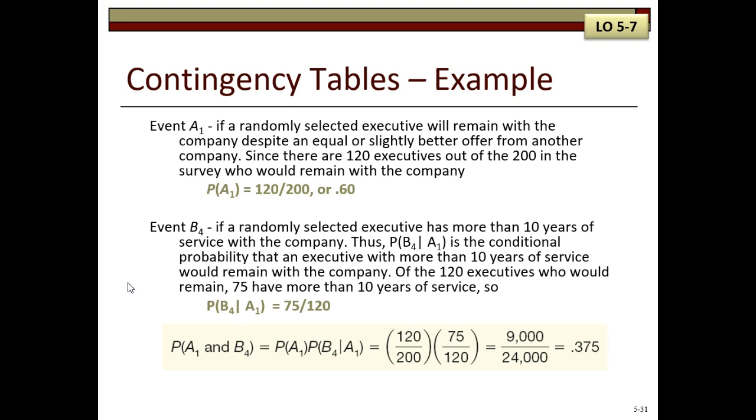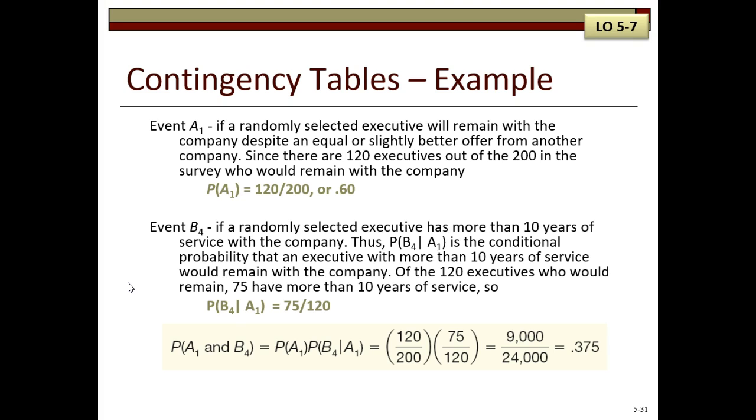We let event A represent that a randomly selected executive will remain with the company. Since there are 120 executives out of the 200 in the survey who would remain with the company, the probability is expressed as 120 out of 200, or 0.60.